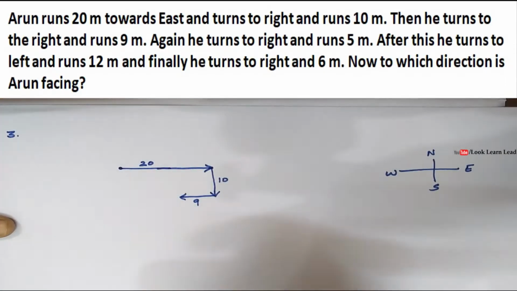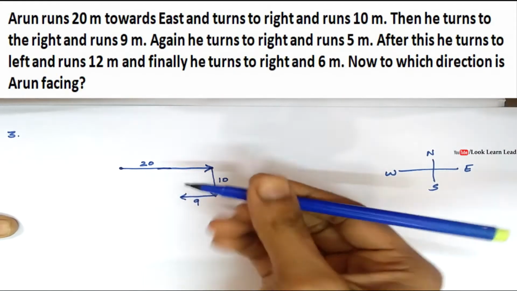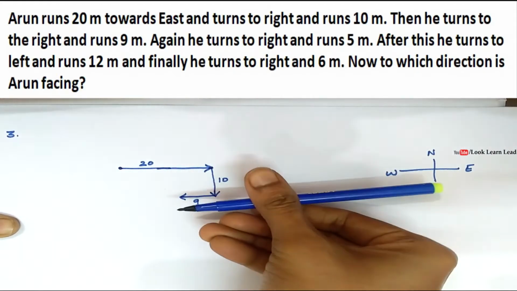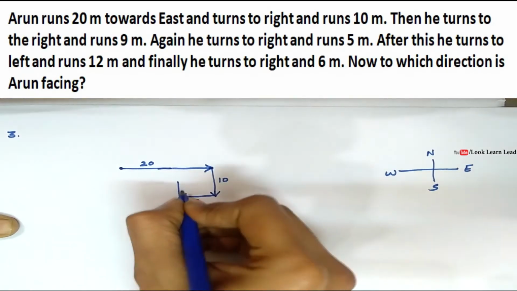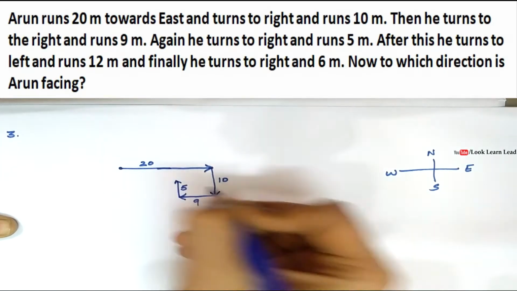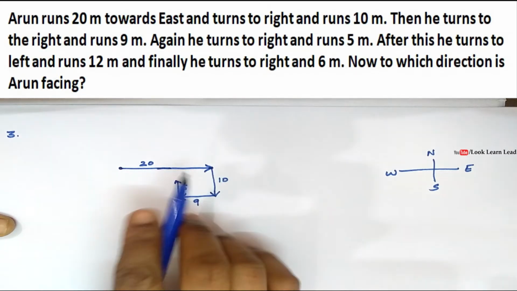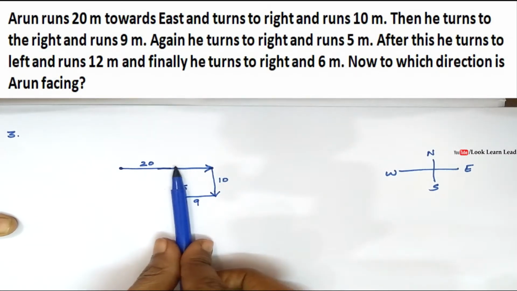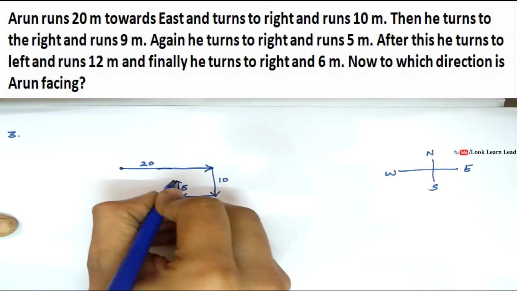Okay, again he turns right and runs 5. So again he turns right. If he's like this, the right would be this. So again he turns right and goes 5 meter. Okay, after this he turns left and runs 12. If he's like this, his left would be here. So he would run 12 meters.